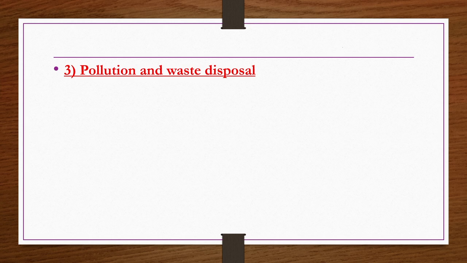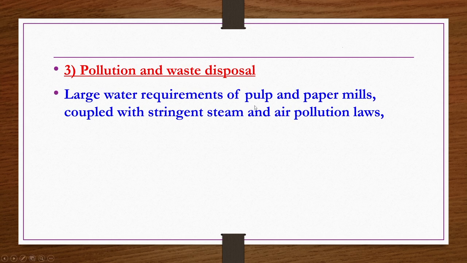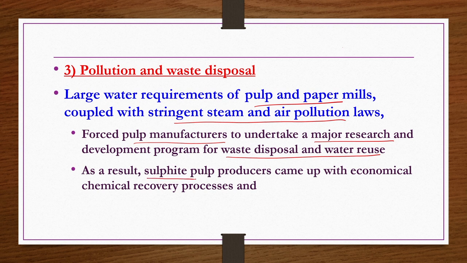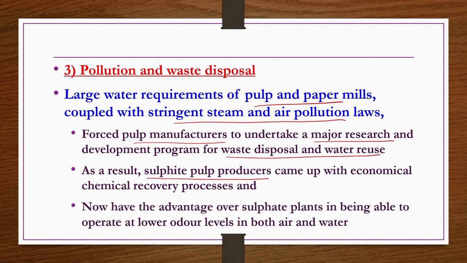Next is pollution and waste disposal problems. Large water requirements of pulp and paper mills, coupled with stringent steam and air pollution laws, forced pulp manufacturers to undertake a major research and development program for waste disposal and water reuse. As a result, sulfite pulp producers came up with economic chemical recovery processes, and now the advantage over sulfate plants is being able to operate at lower odor level in both air and water.